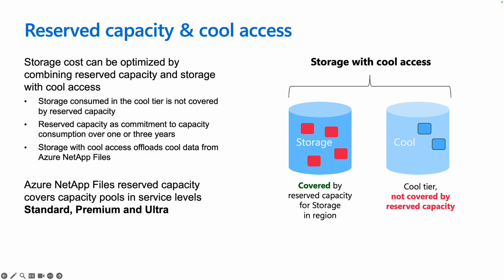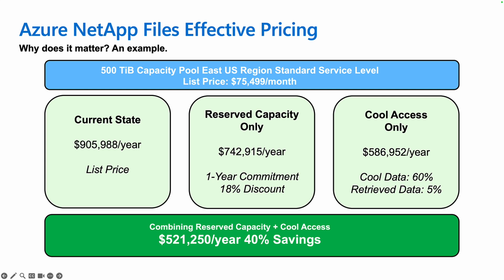But ultimately, if you look to combine these together, in this example, you'll see 500 terabytes of capacity in the East US region. List prices cost approximately $75,000. So a current state for 1 year of consumption is just over $900,000 based on the list price. If you then look at using reserve capacity based on those discounts, as you can see, that's bringing it down considerably to just over $740,000.